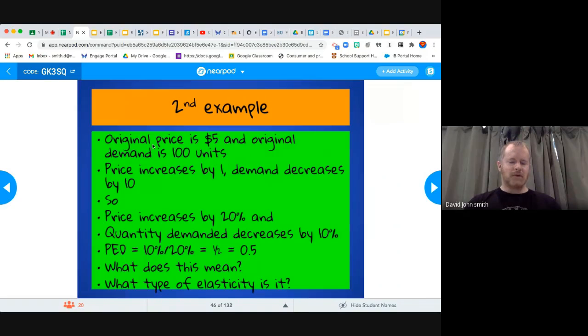Here's another example. The original price was $5 and the original demand is 100 units. The price has increased by $1, the demand has decreased by 10. So if you have a look there, they haven't given you the percentages, you have to work them out. All right, so price has increased by 20%. Okay, we can see that. All right, $1 from 5. And quantity demanded has decreased by 10%, 10 from 100. So therefore you've got 10% over 20% is half, which is 0.5. What does that mean? Well, it means that it is inelastic. It is an inelastic or a less than proportional response.